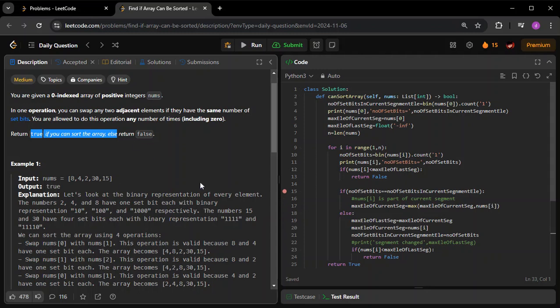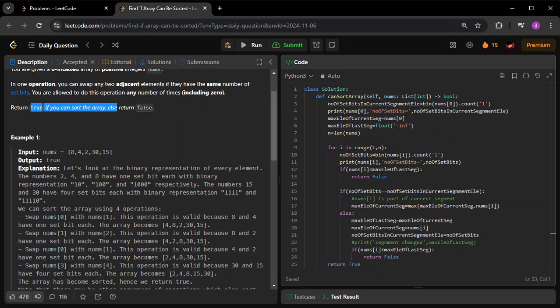So let us understand this using the first example. If you go to the example, you get to know that 8, 4, and 2 have the same number of set bits, that is, each of them has one set bit. Here, if you calculate 30 and 15, they also have the same number of set bits. It is 4. So 30 and 15 have 4 bits set. These form one segment and those form another segment.